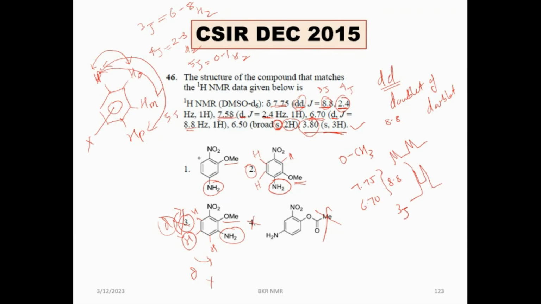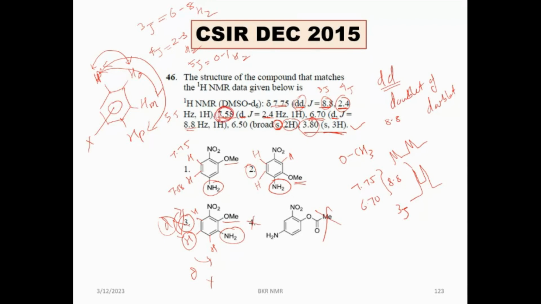Okay. So in the protons, this should be 7.75. This should be 7.58. It should be something like this. Do you get the point? Yes? Yes or no? Yes, ma'am. Yeah.